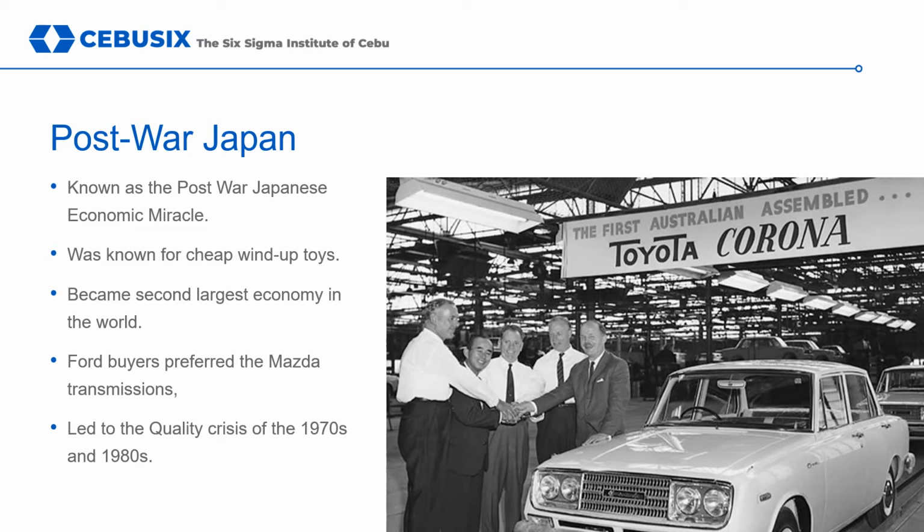America responded with total quality management, which did very little to improve quality. Several other initiatives would soon follow, like ISO 9000 and the Malcolm Baldrige Quality Award. Eventually, it was Motorola who ended the quality crisis with the development of Six Sigma in the mid 1980s.